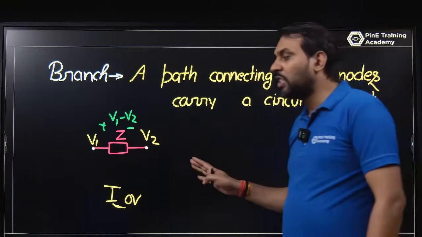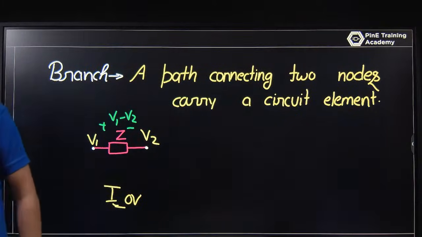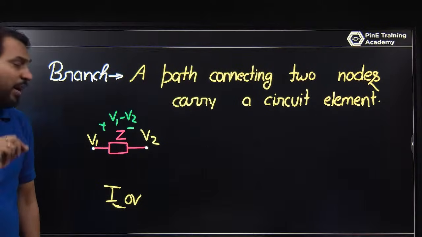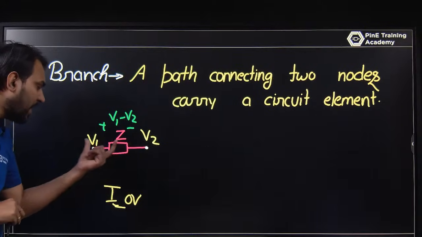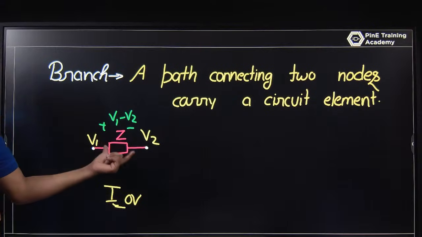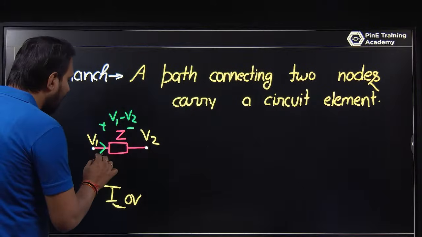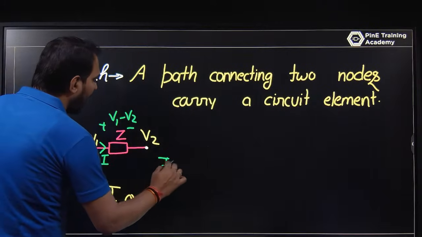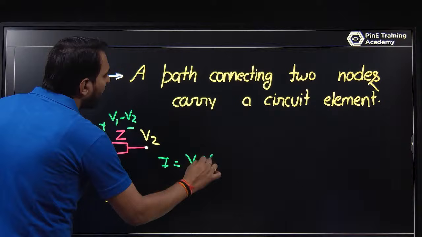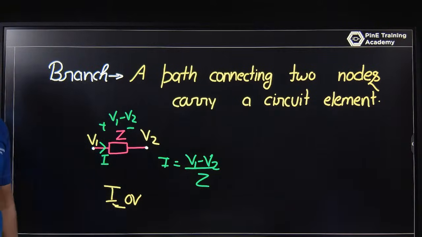So what does the branch mean? Whenever you have two nodes and the two nodes are connected with an element, that is called a branch. You can determine the branch voltage, that is V1 minus V2. You can determine the branch current. What is I? That is V1 minus V2 upon Z. That is very important when we talk about the KCL.